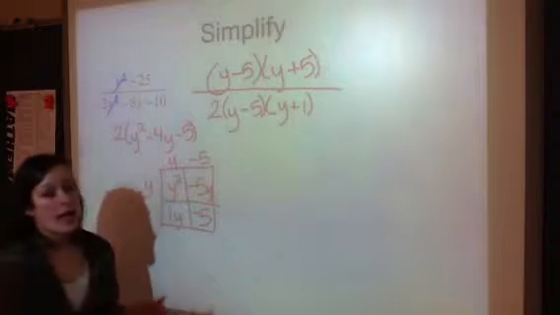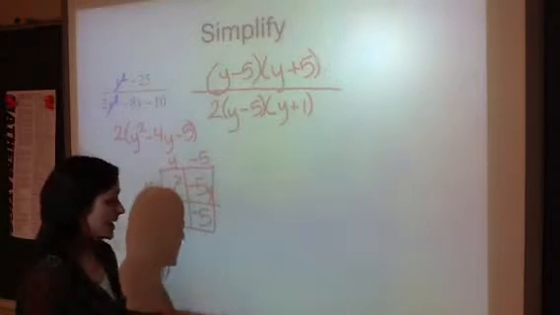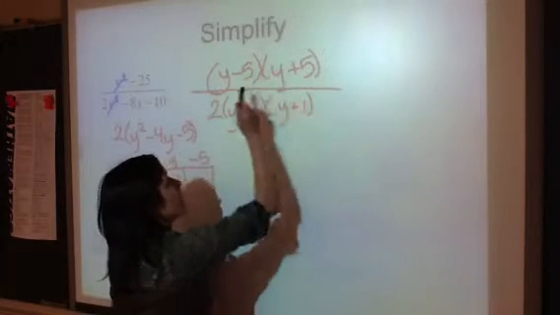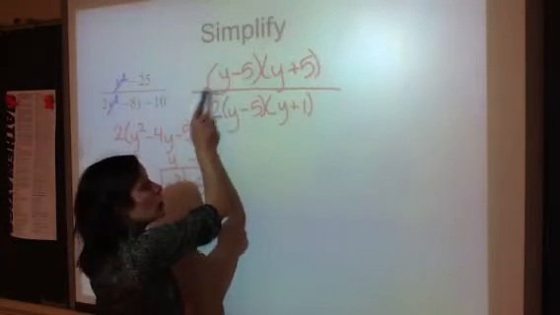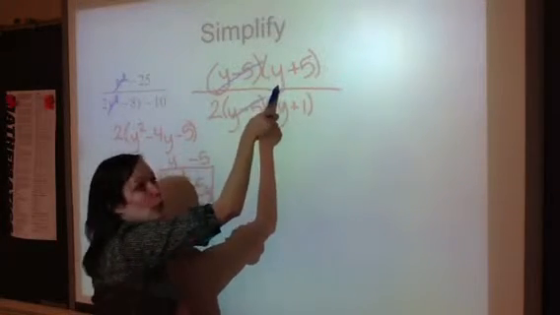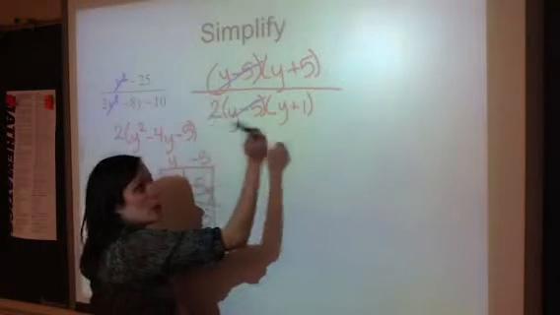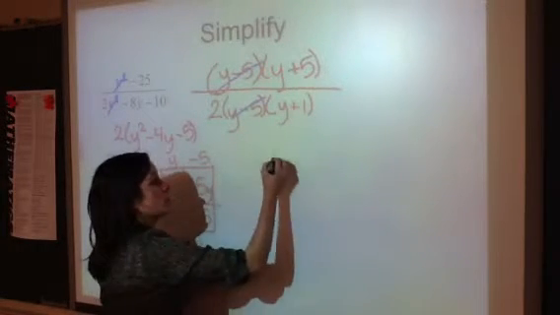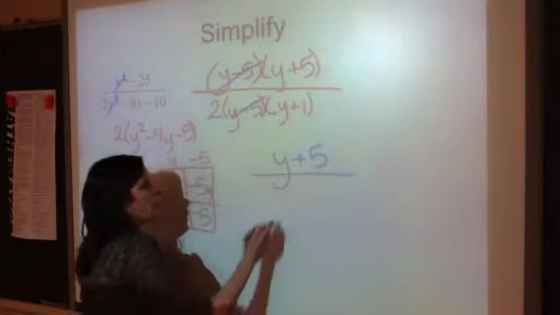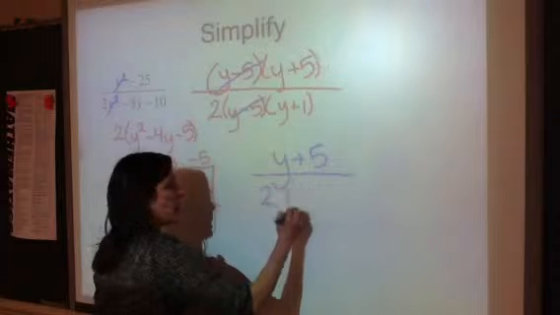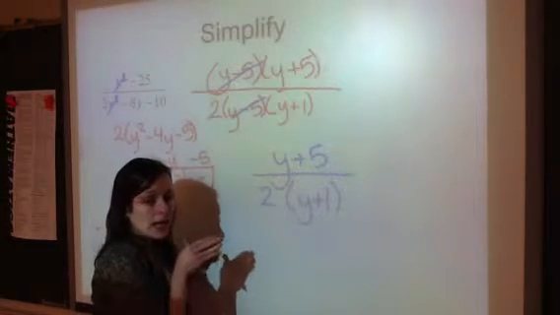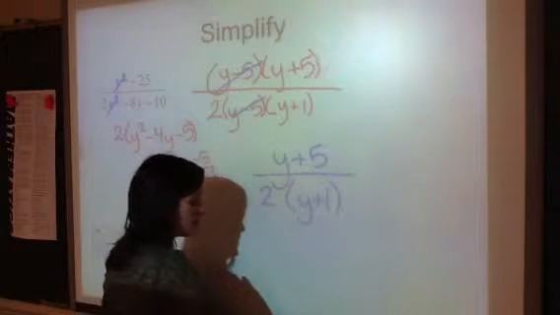So if we look at this fraction, what has the exact same on top as on bottom? Does the y minus 5? Yay! Does the y plus 5? No. Does the 2? No. Does the y plus 1? No. So on top, you're left with y plus 5. You can put parentheses around it if you want. On bottom, you're left with 2, and then y plus 1. I am not going to distribute that 2 in. I'm going to leave it in factored form.